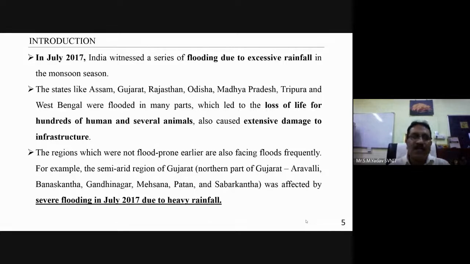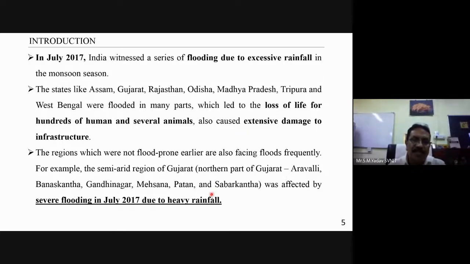And in 2017, not only one state, but states like Assam, Gujarat, Rajasthan, Odisha, Madhya Pradesh, Tripura, and West Bengal were flooded in many parts, which led to the loss of life of hundreds of humans and several animals, and also caused extensive damage to the infrastructure.